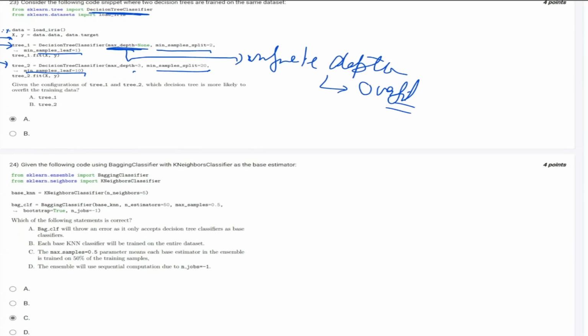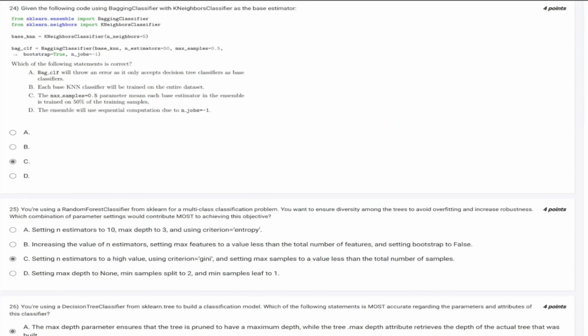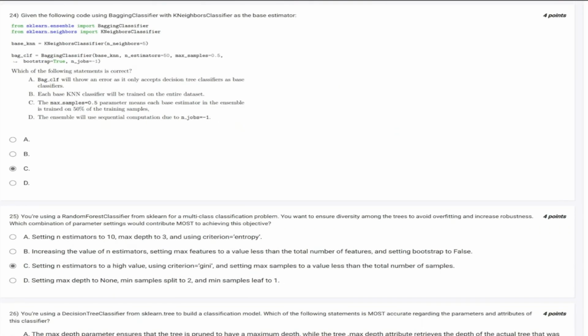So that's why your answer is tree 1, that is A. Okay, next is question number 24, and it says: bagging classifier, base is KNN, n_estimators is 50, max_samples is 0.5, bootstrap is true, n_jobs is equal to -1. Now we have to check which of the following statements are correct.